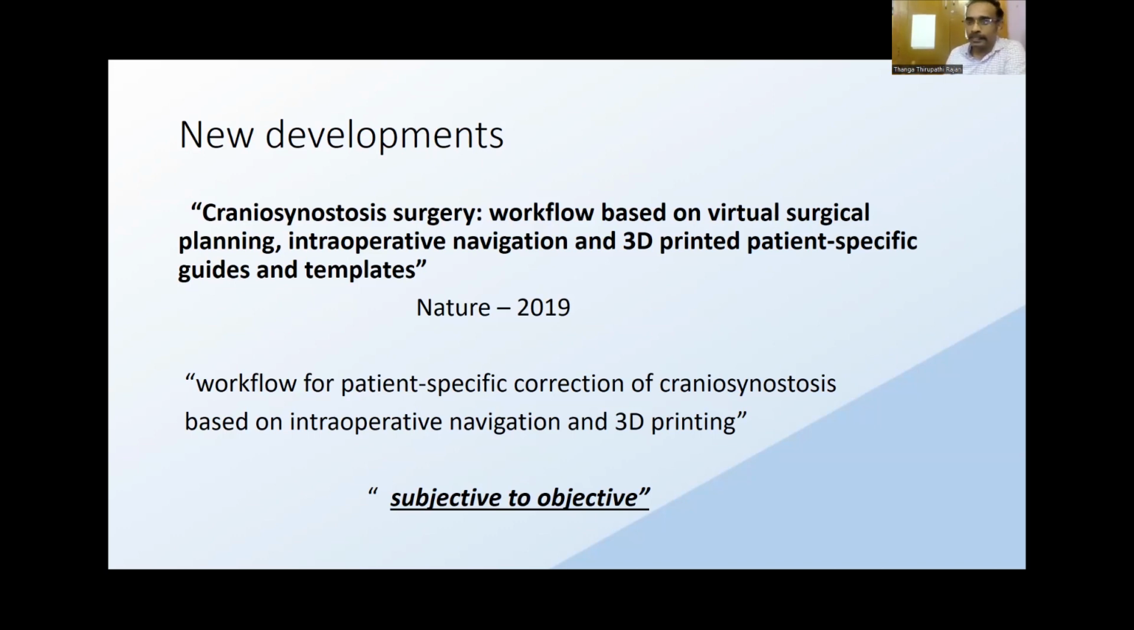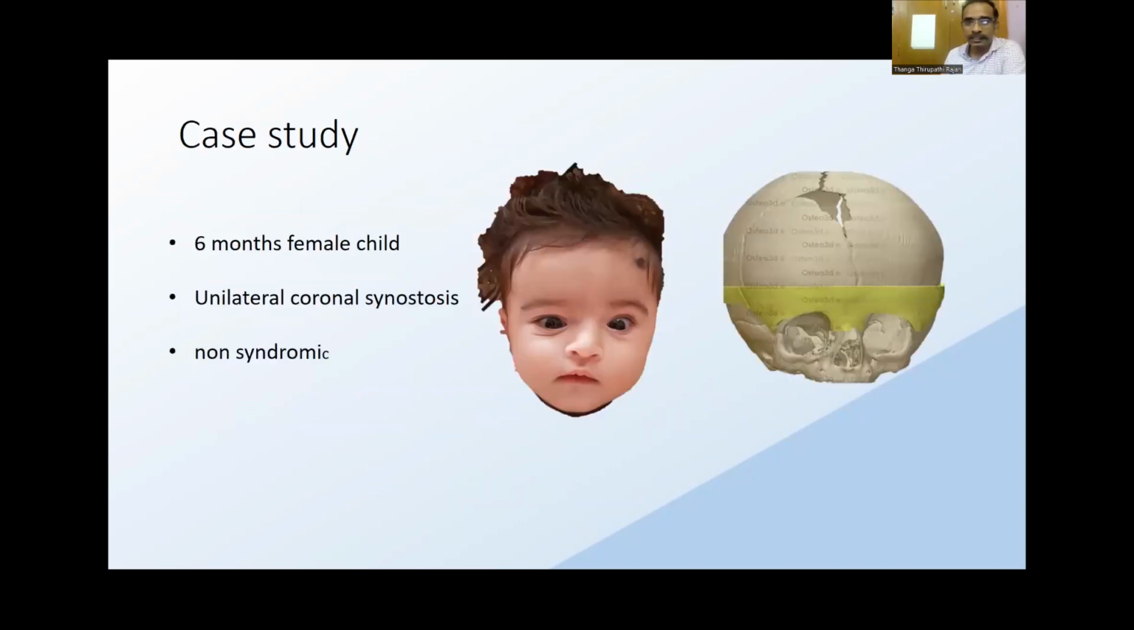I will not present a complex syndromic one. We have done 3 cases like that, but I think everybody will anyway see those things. Even in mild unilateral coronal suture stenosis, we can see how the results vary with this. So this is a case study. We did this case around 3 years back. This was our first case with the 3D printed modeling: a 6-month-old female child with unilateral coronal stenosis, non-syndromic.